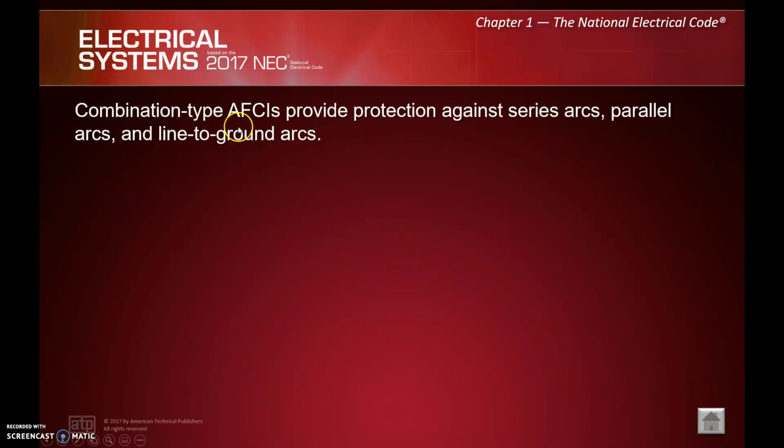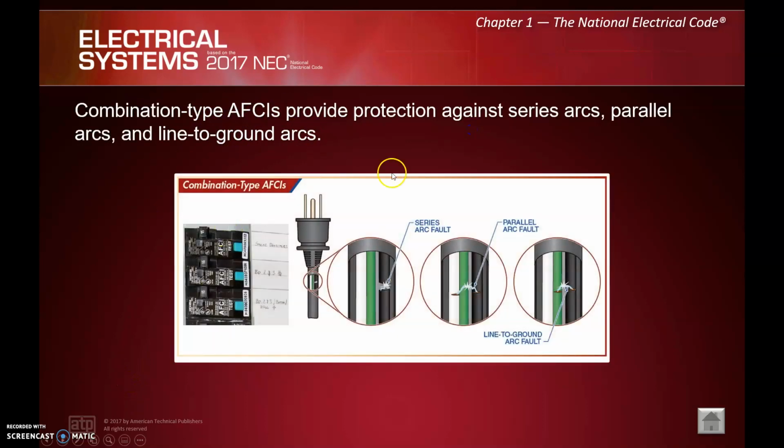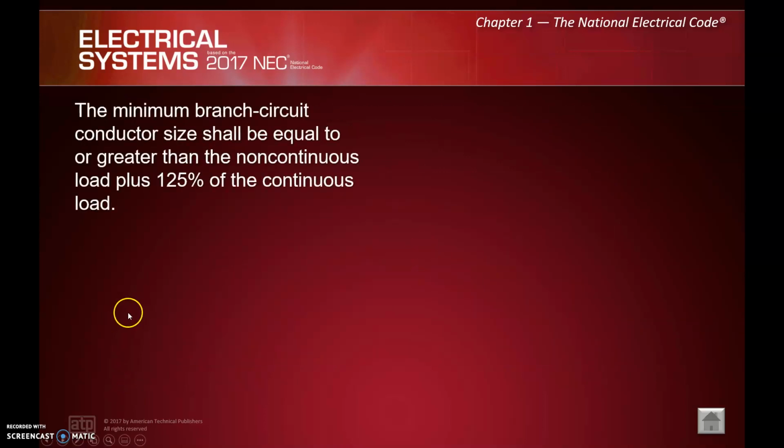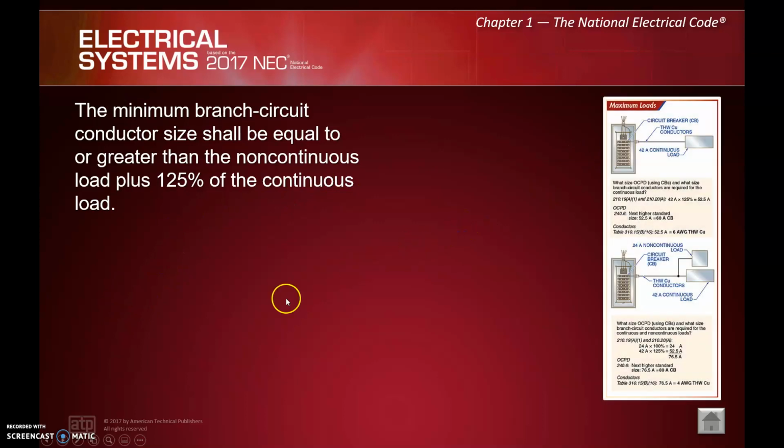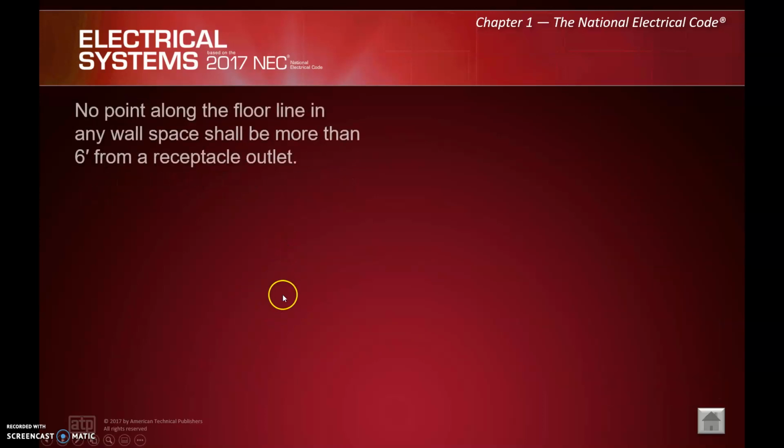A lot of stuff on GFCIs. We know combination AFCIs provide protection against series arcs, parallel arcs, line to ground arcs. Ton of stuff in this chapter. Very introductory. Minimum branch circuit conductor size shall be equal to or greater than the non-continuous load plus 125% of the continuous load. Basically, continuous loads must be sized so the circuits must be 125%, right?